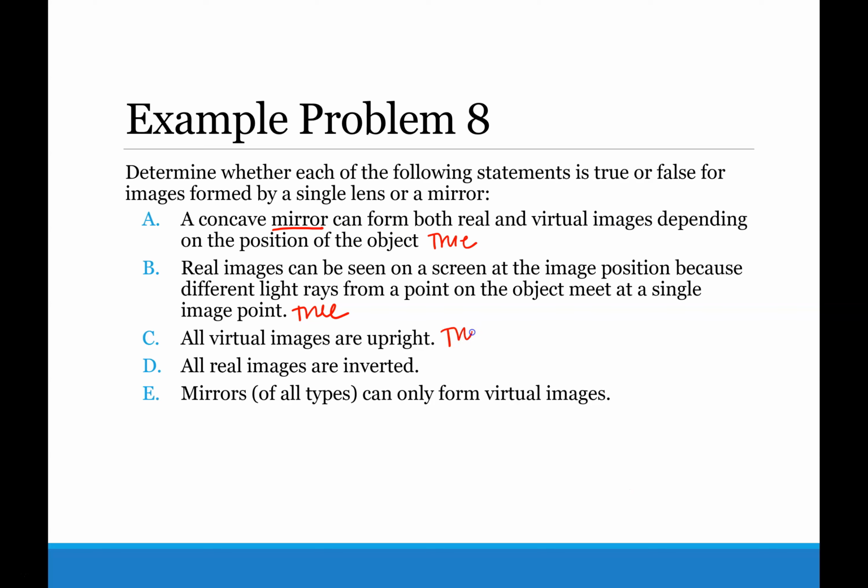That is also true. And that's just a fact. And then D is also true. It's just a fact. All real images are inverted. And E is mirrors of all types can only form virtual images. That is false. And the reason why is because concave mirrors can actually form real images as well as virtual images.